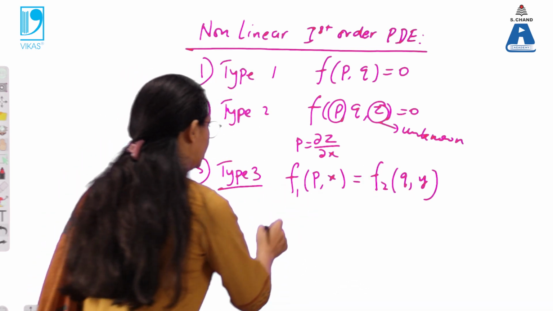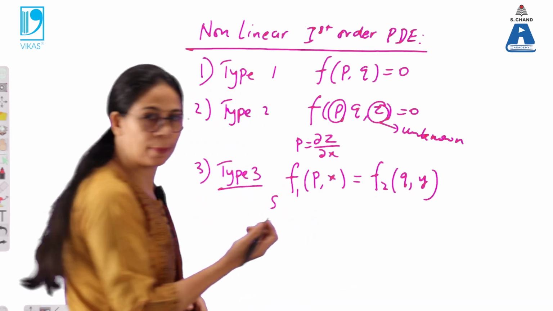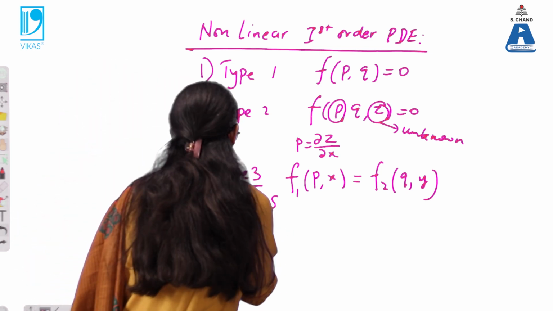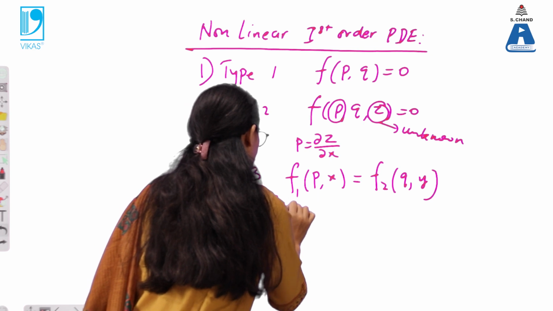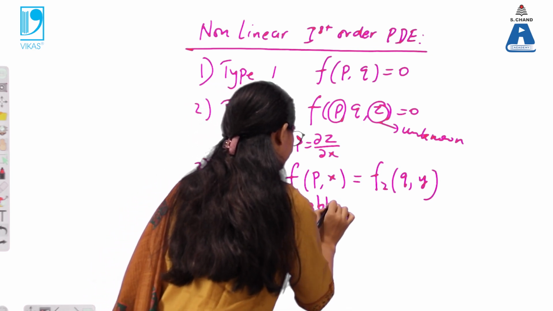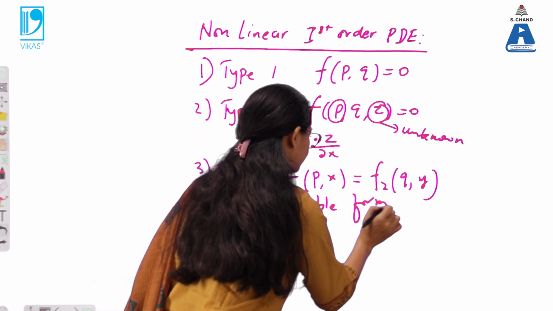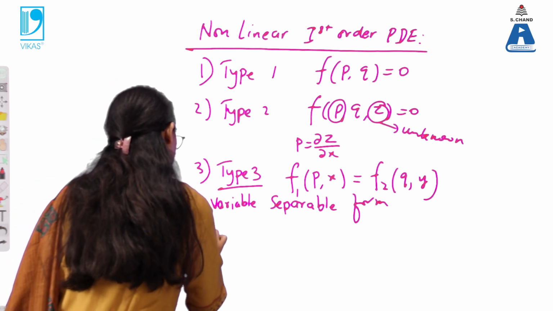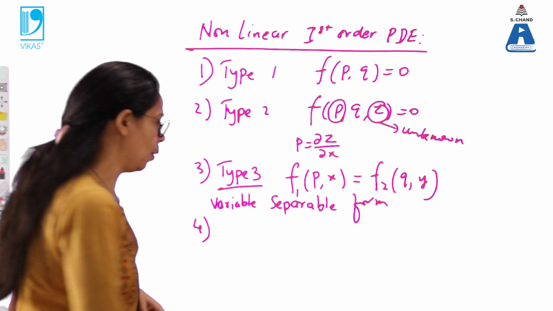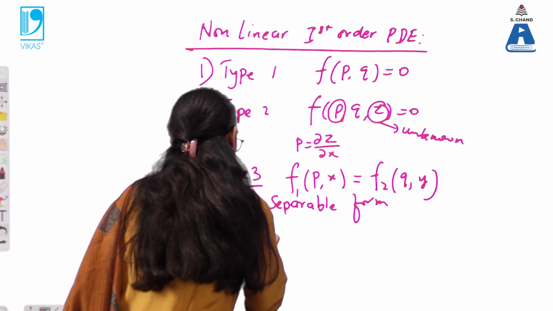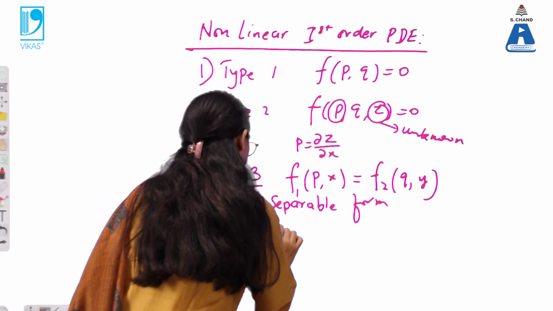So this can be solved as the variable separable form, and this is called the variable separable form. Fourth is called the Clairaut's form.